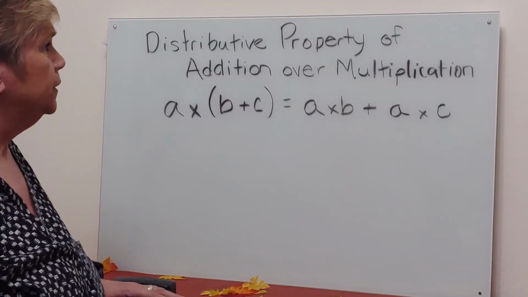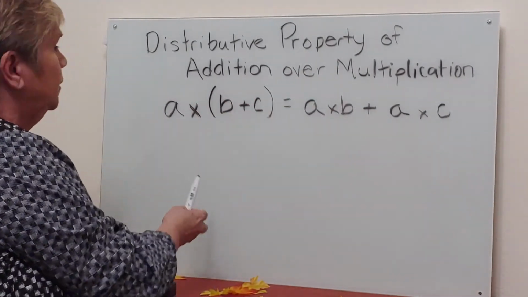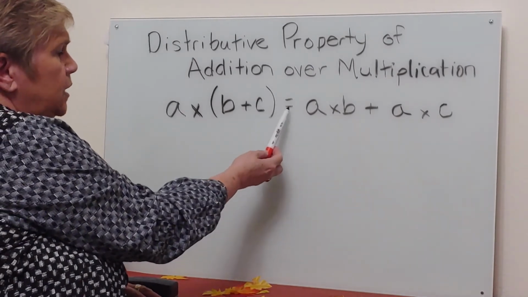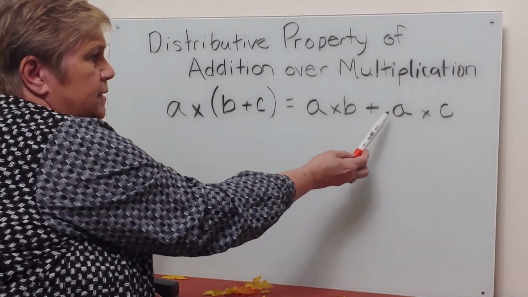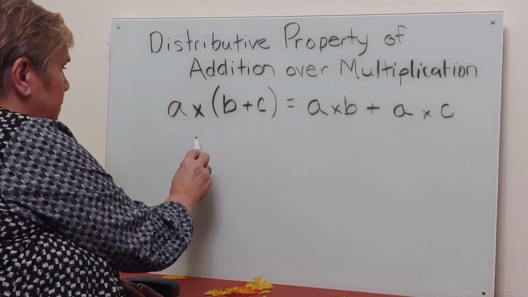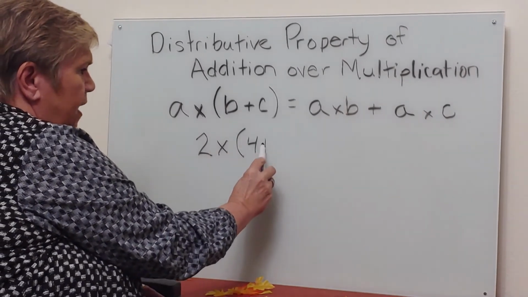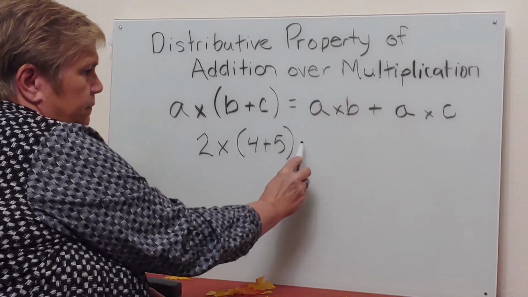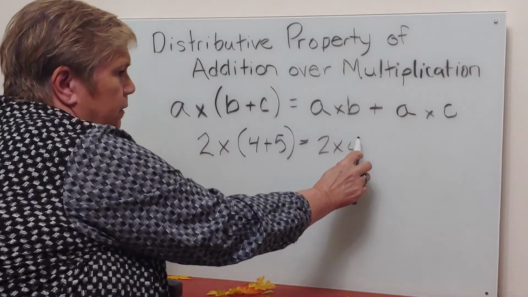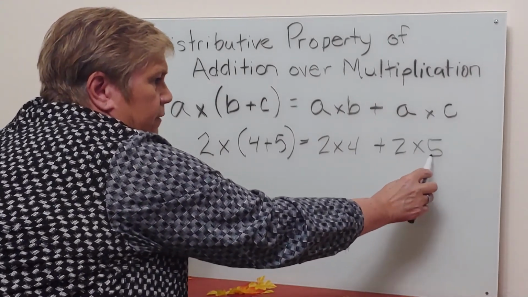The last property we'll look at today is the distributive property of addition over multiplication. Written out, it looks like this. A times B plus C equals A times B plus A times C. So let's see how that looks with real numbers. 2 times 4 plus 5 is equal to 2 times 4 plus 2 times 5.